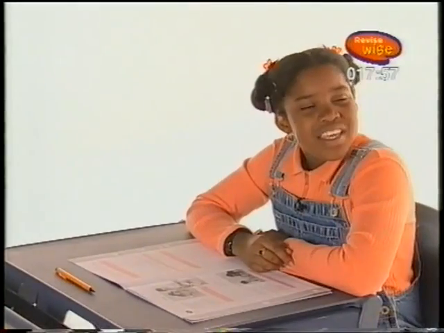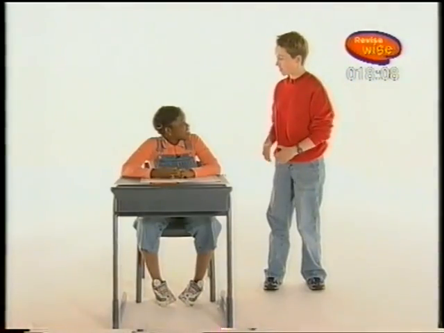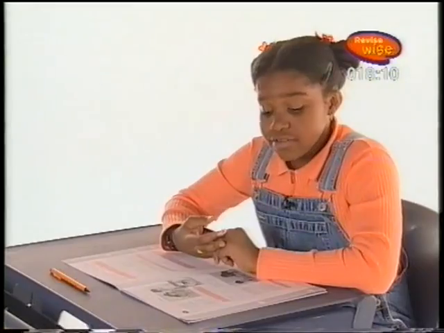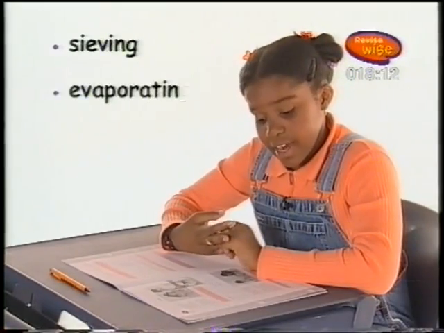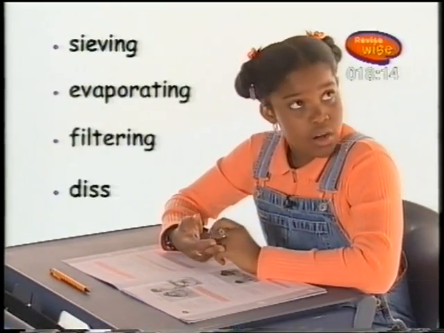Do you get it? Yeah, it's not about beans and sand. It's not about pebbles. It's about separating large pieces of sweet from smaller pieces of sweet, which form the powder. So what's the answer? Well, I have to choose between sieving, evaporating, filtering and dissolving.